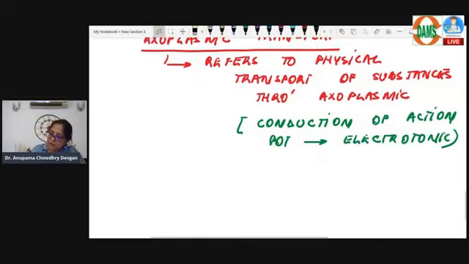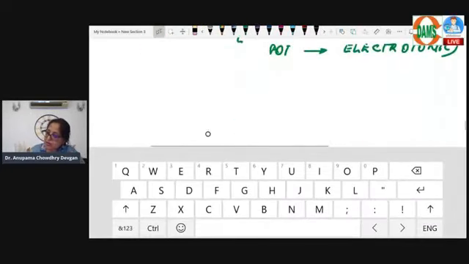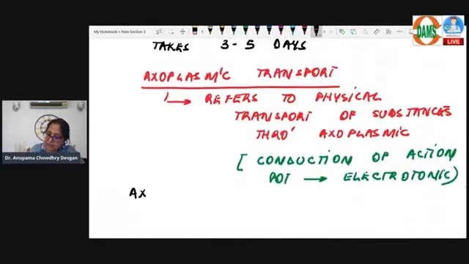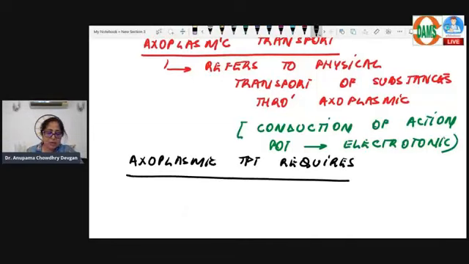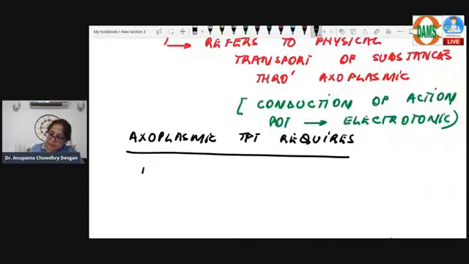Now, for axoplasmic transport, what is required? Axoplasmic transport requires, number one, calcium. It requires the presence of calcium.